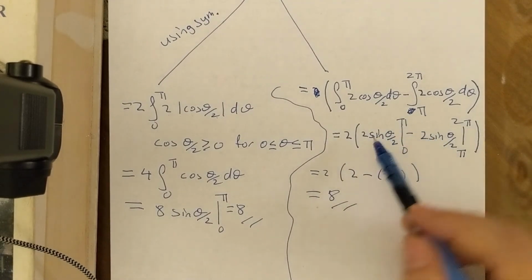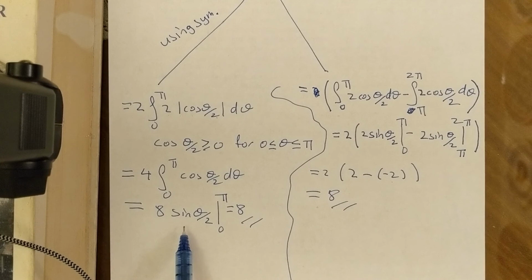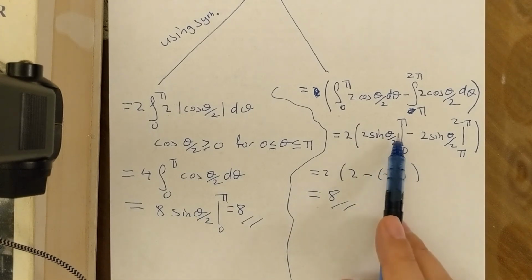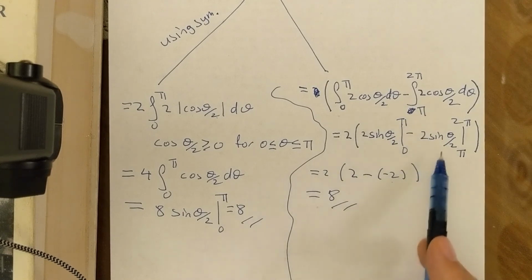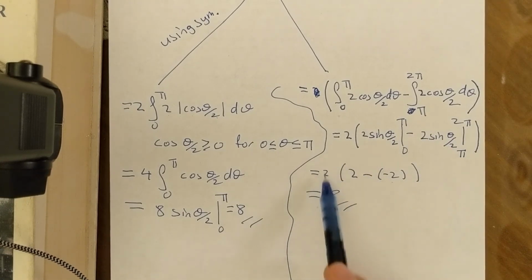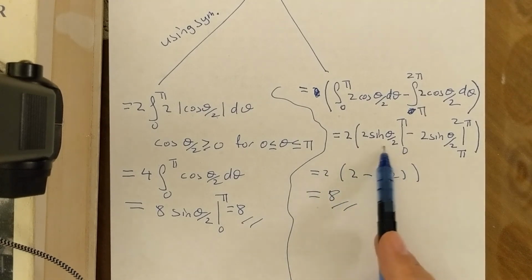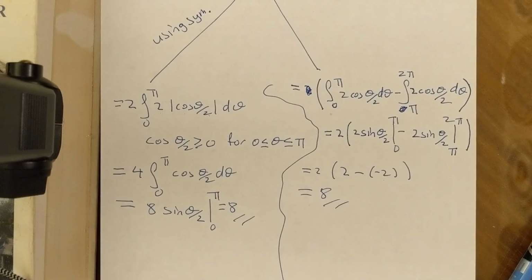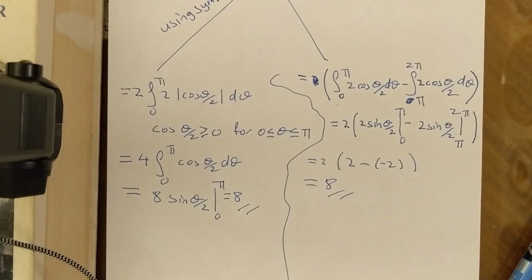So then, of course, we already calculated the antiderivative here. That was 2 sine theta over 2. Evaluate from 0 to pi, minus 2 sine theta over 2 evaluated from pi to 2 pi. Guess what we have? We have the 2 on the outside. This is going to give me 2. And this is going to give me minus a minus 2. So the inside is 4, multiplied by 2. I get the same answer both ways.